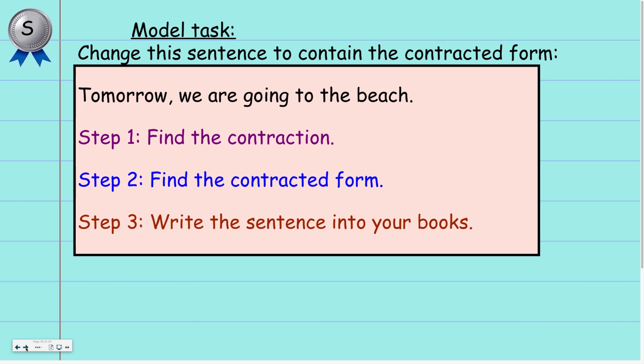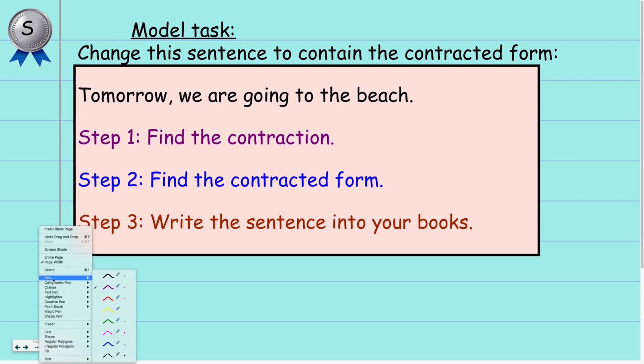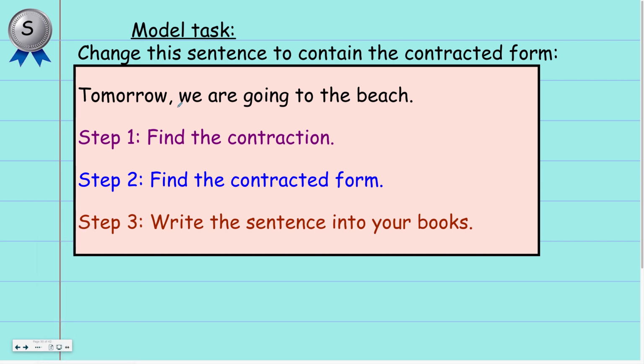So you're being asked in silver to change the sentence to contain the contracted form. So here we've got the sentence, tomorrow we are going to the beach. Now what you need to do, step one, is find the contraction. So the contraction here, the two words that we need to contract together are we are. So step two, find the contracted form. So what is the contracted form for we are? It is we're.